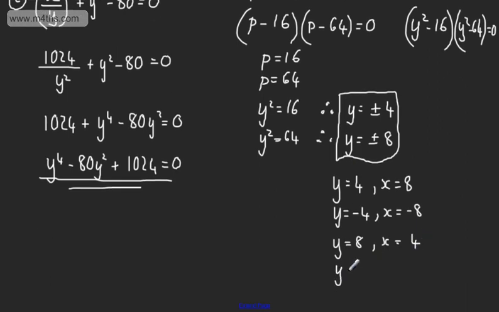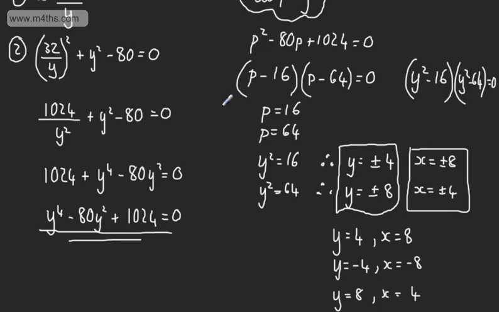And then if we have y is equal to minus 8, we'll have x is equal to minus 4. Now, of course, you can just express these when y is equal to plus or minus 4, x is equal to plus or minus 8, and then when y is equal to plus or minus 8, x is going to be equal to plus or minus 4. So there are our 4 solutions.